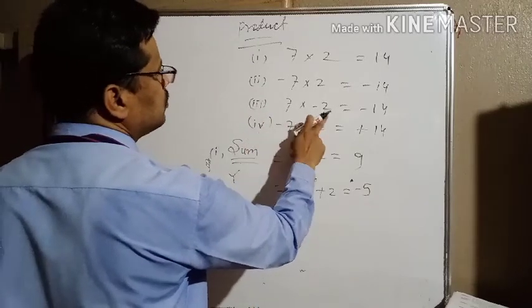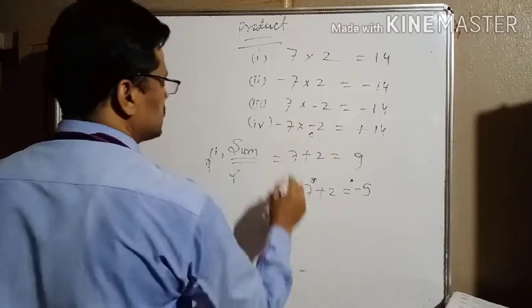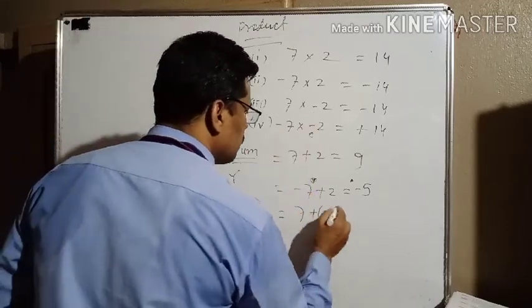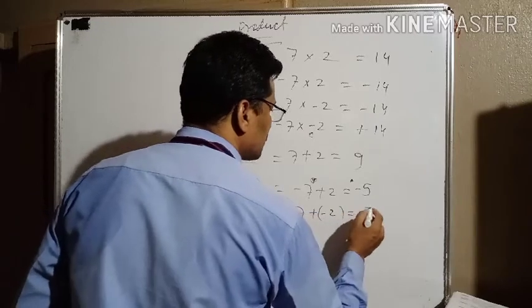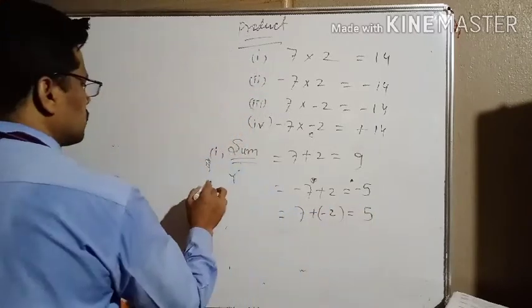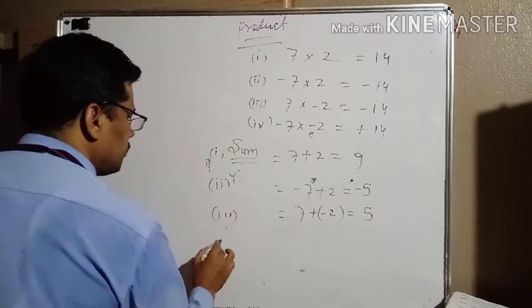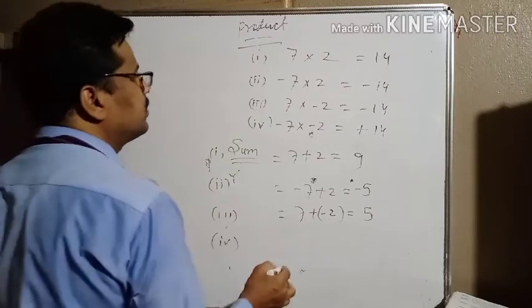Okay, 7 positive, 2 negative. What will be the sum? 7 positive, 2 is negative, so -2. When you solve it, you get here +5. Okay. In the fourth case, the second number, this is the third number case. And in the fourth case, let's see what we get here.